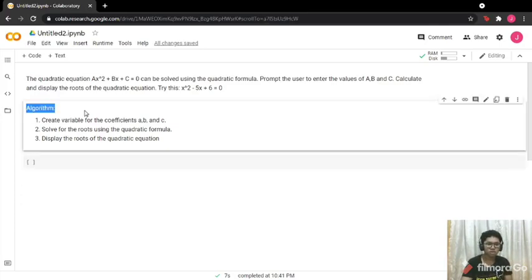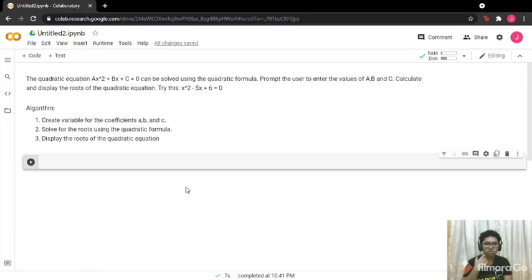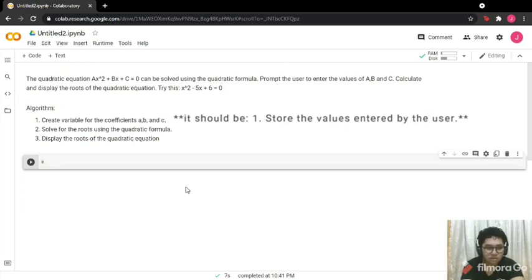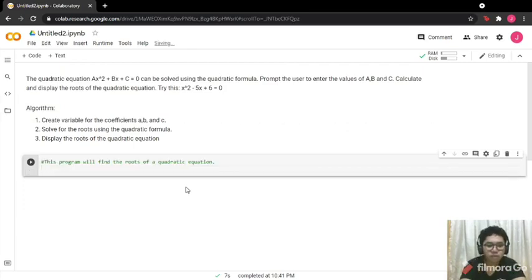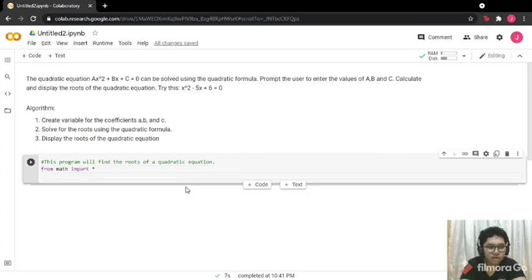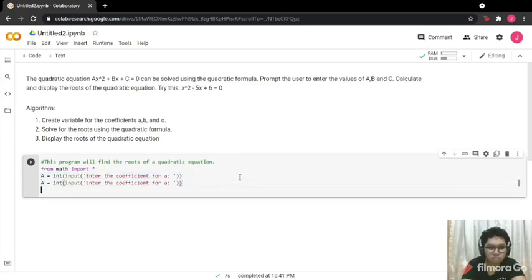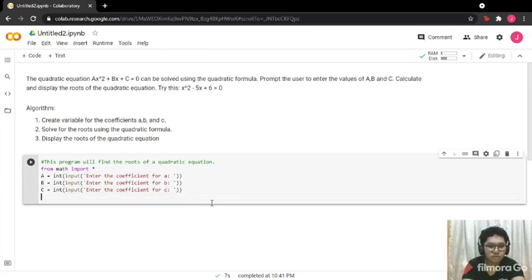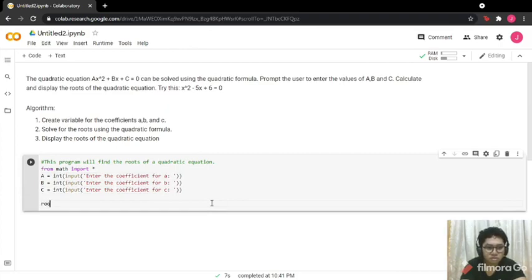So I have created an algorithm. First, I will create a comment. Then I will import a math module. Then I will create a variable for a, which is an integer input, the coefficient for a. Then I will copy for variables b and c. Now that I have my variables, I will solve for the roots.